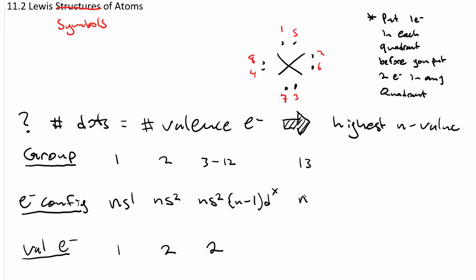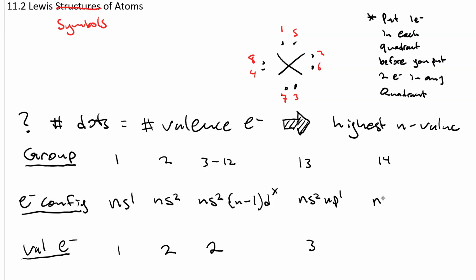Group 13 elements will be ns2, and they may or may not contain a d sublevel at n-1. That'll be d10. Those aren't valence, so we ignore them. And then np1. That means there are 3 valence electrons in group 13 elements. Since the d electrons don't count as valence, we're going to ignore them.